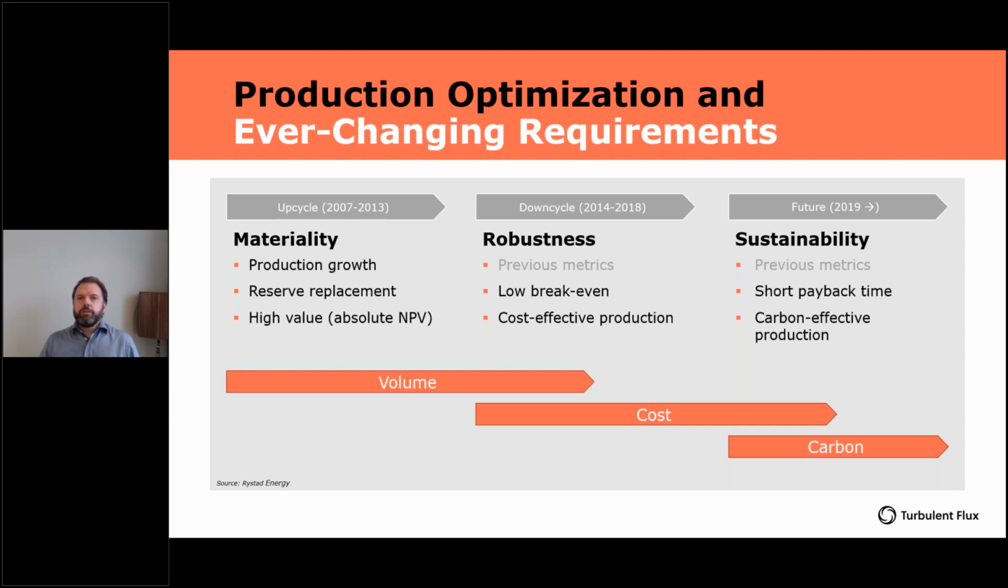But then came the down cycle, oil prices plummeted, and while you were still obligated to deliver the volumes you had in your contracts, you now had to take cost into account. You needed to investigate lower break-evens, more cost-effective ways of producing. So cost comes in, perhaps not as an objective, but even more so as a constraint.